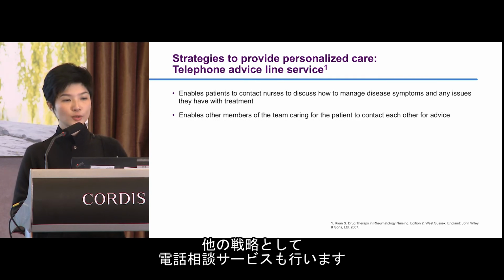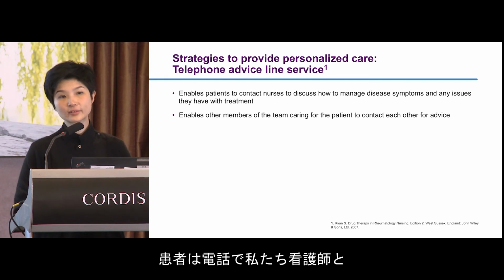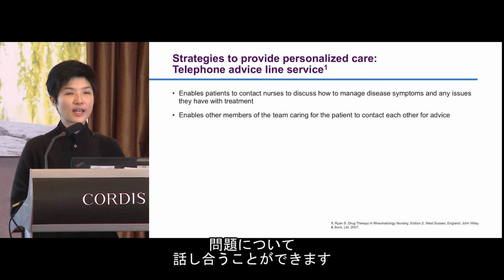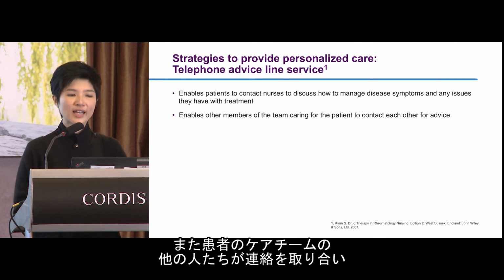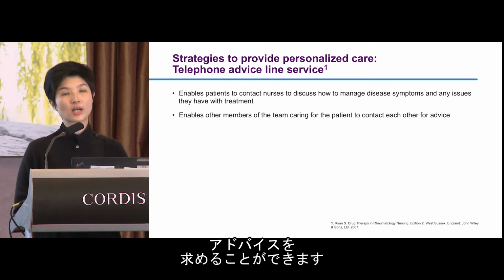Other strategies include a telephone advice line service. It enables patients to contact us to discuss how to manage disease symptoms and any issues they have with treatment. And it also enables other members of the team caring for the patient to contact each other for advice.